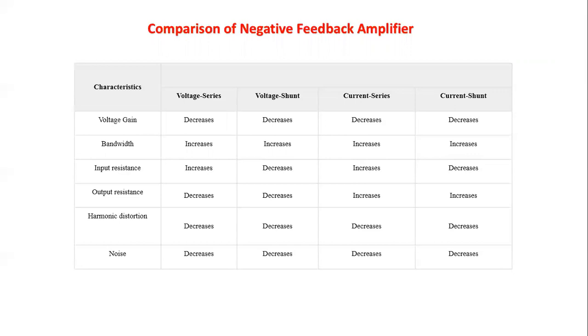Here, the voltage gain for voltage series decreases. For voltage shunt, it decreases. For current series, it decreases, and for current shunt, it decreases. Just like this, the other points are here.